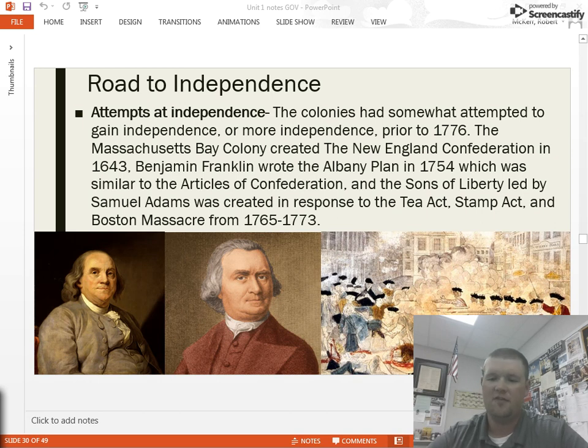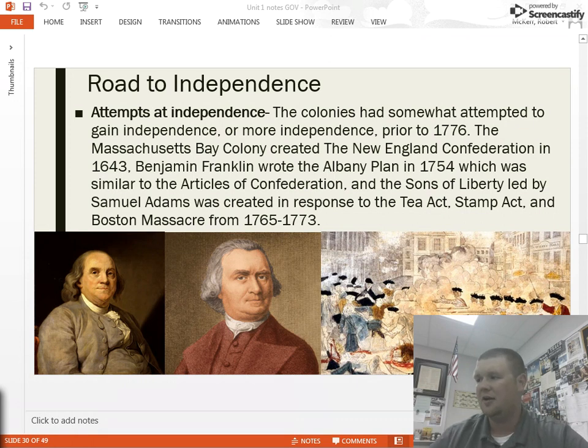Ben Franklin in 1754 wrote the Albany Plan, which was a form of independence from British control, very similar to the Articles of Confederation. And probably most famously, Samuel Adams, after the French and Indian War, created what was known as the Sons of Liberty. The Sons of Liberty put on many protests against things like the Tea Act and the Stamp Act, most famously the Boston Tea Party. But these were really in response to the Boston Massacre and the Intolerable Acts.